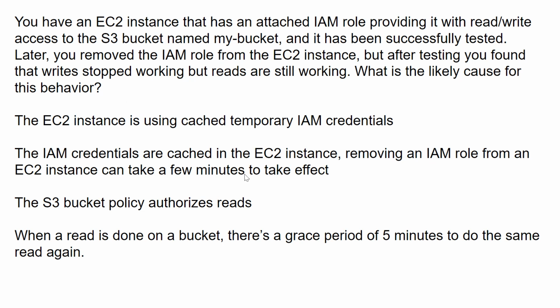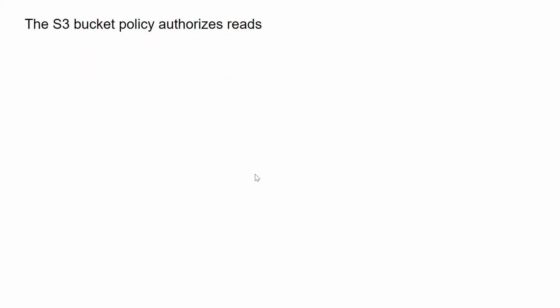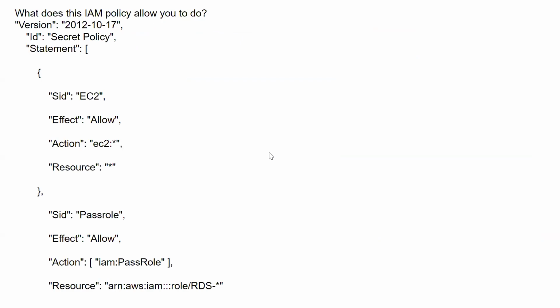What is the likely cause of this behavior? The EC2 instance is using cached temporary IAM credentials. The IAM credentials are cached in the EC2 instance. Removing an IAM role from the EC2 instance can take a few minutes to take effect. The S3 bucket policy authorizes reads. When a read is done on a bucket, there's a grace period of 5 minutes to do the same read again. The S3 bucket policy authorizes reads.